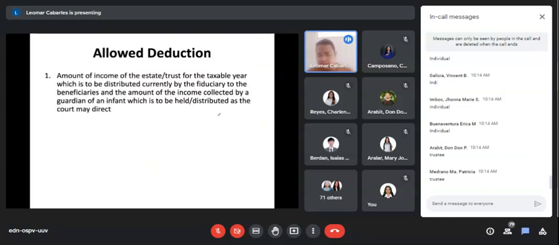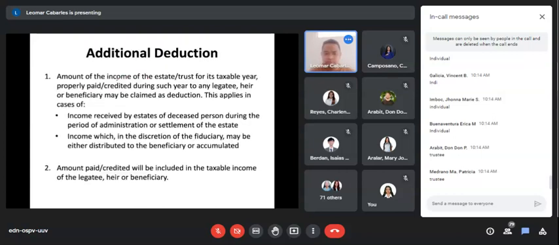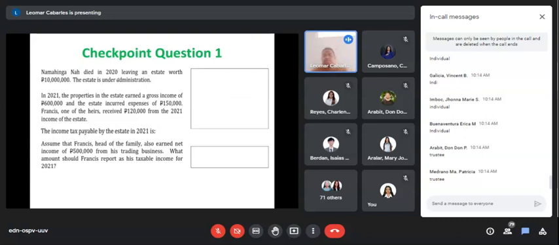So, I will skip na itong allowed deduction. Yung ano lang naman to, yung distribute. So, just read on. Okay? Nothing to really emphasize there. So, let's illustrate. Okay? So, this individual died in 2020, leaving an estate worth 10 million pesos. The estate is still under administration. Therefore, the estate becomes an individual taxpayer.